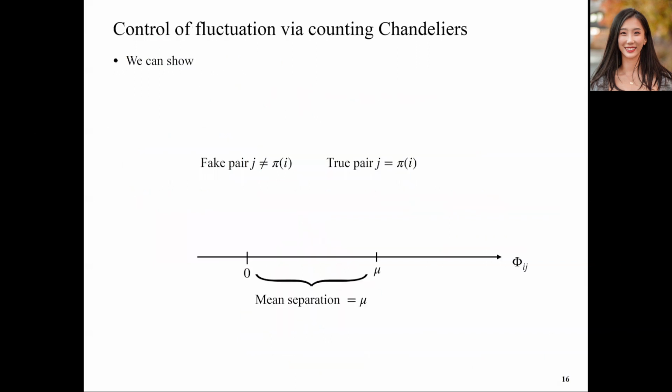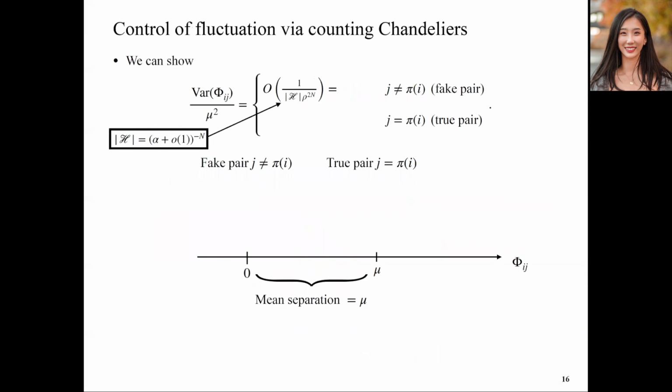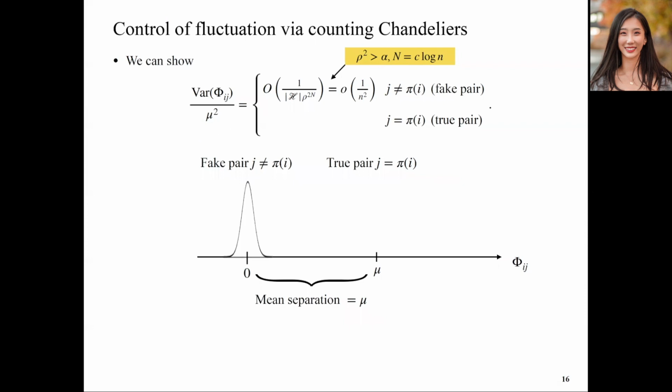And having these chandeliers, we can further show that the variance divided by mu squared for fake pairs is on the order of little o(1) divided by n squared, as long as the correlation is larger than the square root of Otter's tree counting constant, and the size of the chandeliers is logarithmic with respect to the graph size of A and B. For the true pair, this ratio will be little o(1). That's why we can pick a threshold, say mu over 2, and we match vertices i with j if their score is above this threshold, and don't match them otherwise.